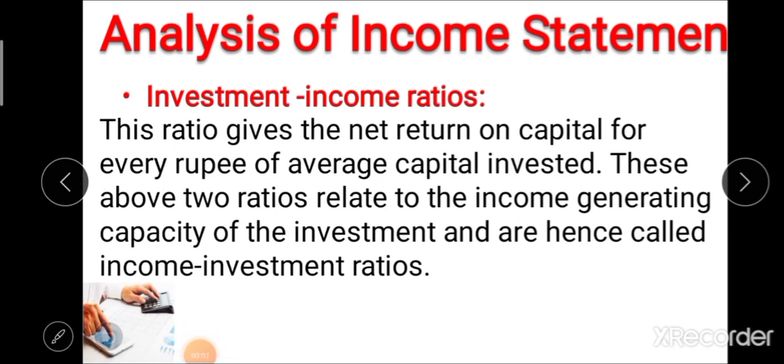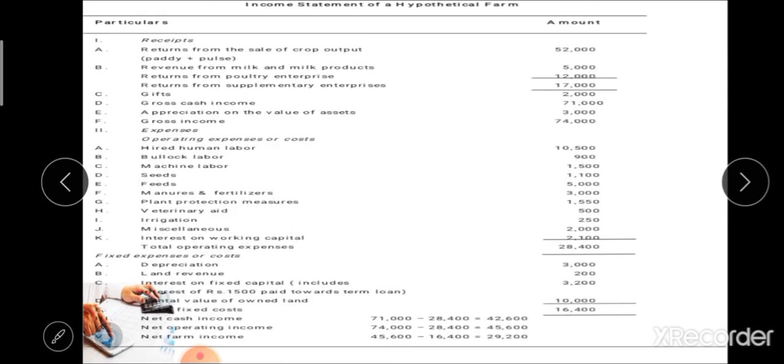These ratios give the net return on capital for every rupee of average capital invested. These two ratios are related to the income generating capacity of an investment and hence are called income investment ratios. These are the different ratios which are used in the analysis of income statement.